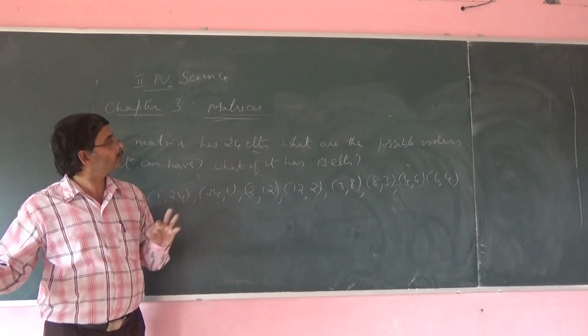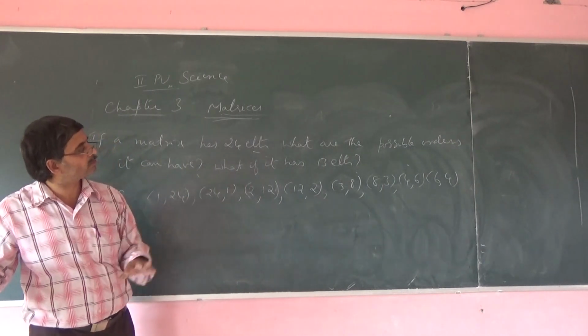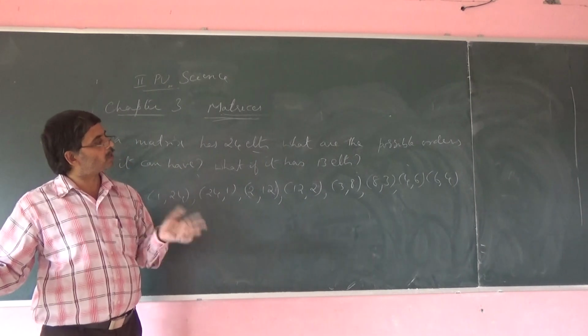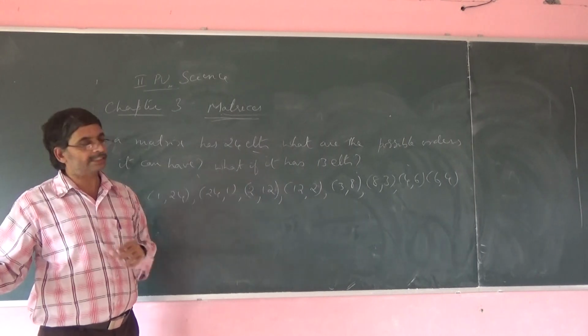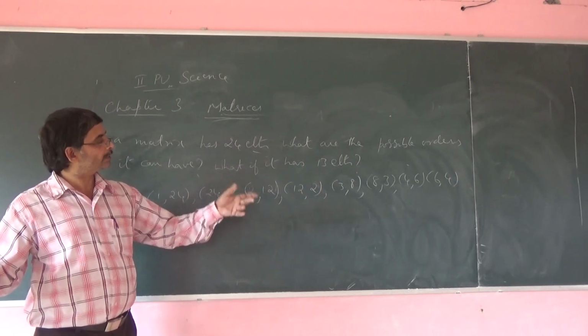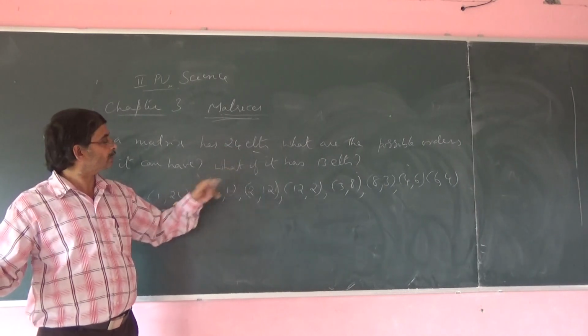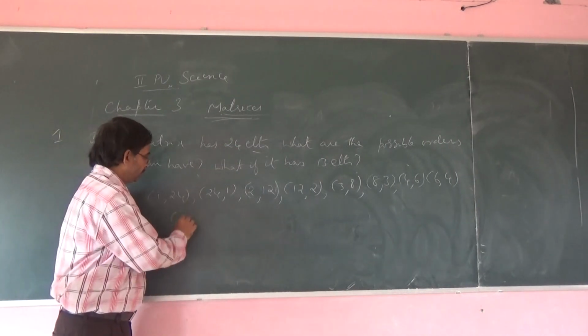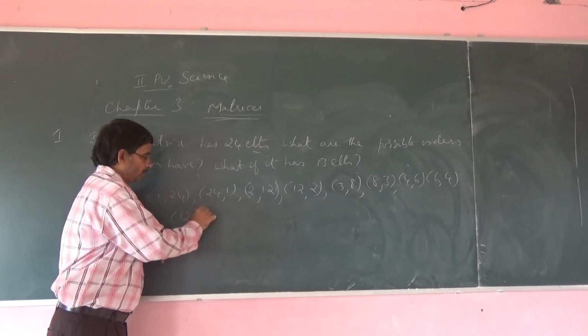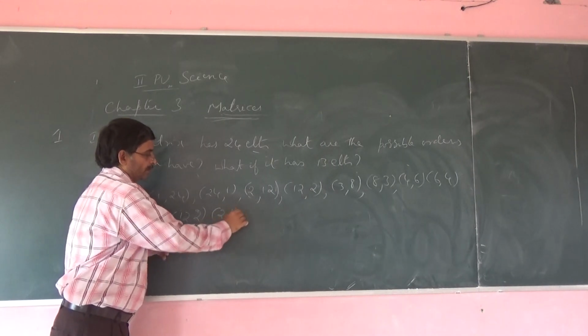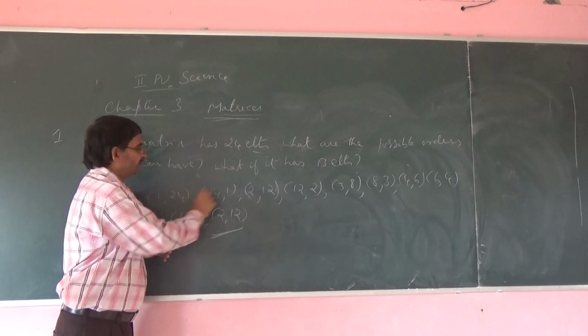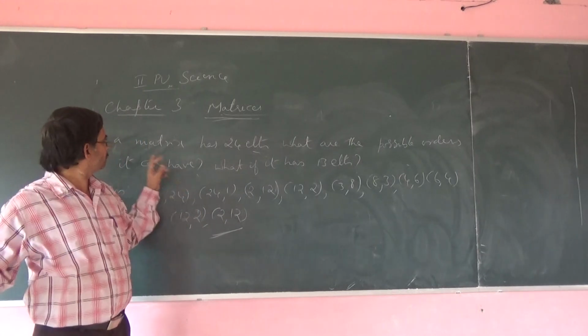5 not possible, you won't get 24. 6 already over, 4, 6, 6, 4 over. 7 not possible. 8 already over, 8, 3, 3, 8. 9 not possible, 10 not possible, 11 not possible, because the product should be 24. The other possibility is 12 and 2, or 2 and 12. So these are the different orders it can have.